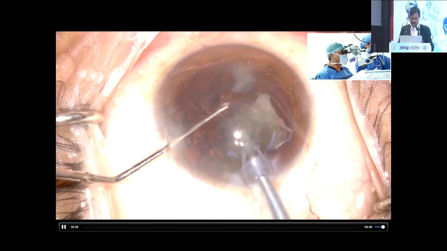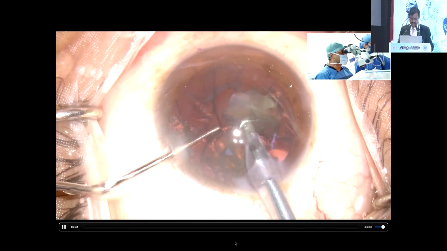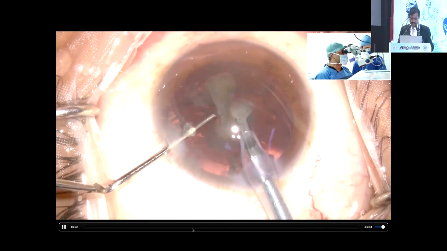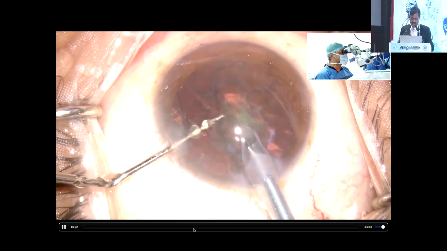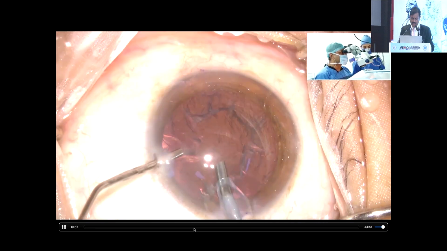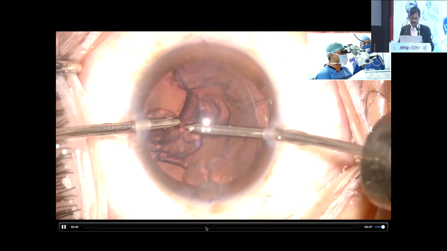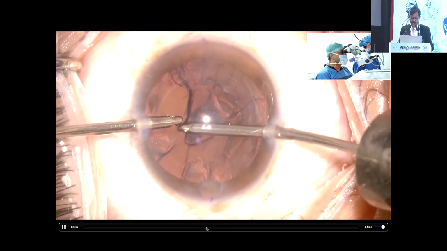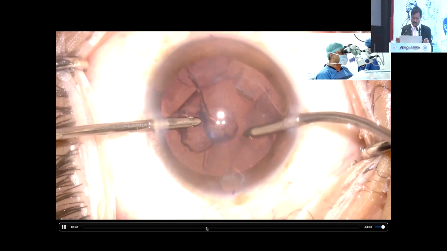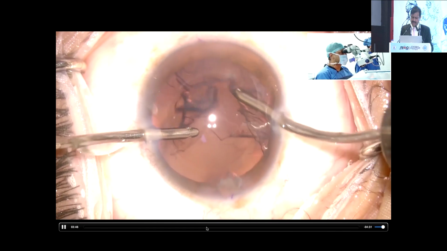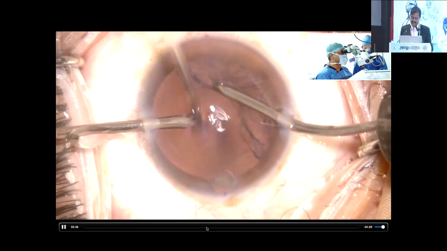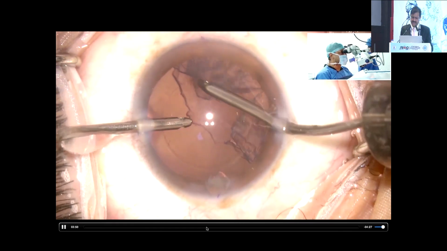So a quick phacoemulsification being done here, and I use bimanual system, because this gives me a 360-degree separation, gives me a good hold of the globe on either sides, and I'm able to sweep all 360 degrees, and the subincisional cortex is never a problem.